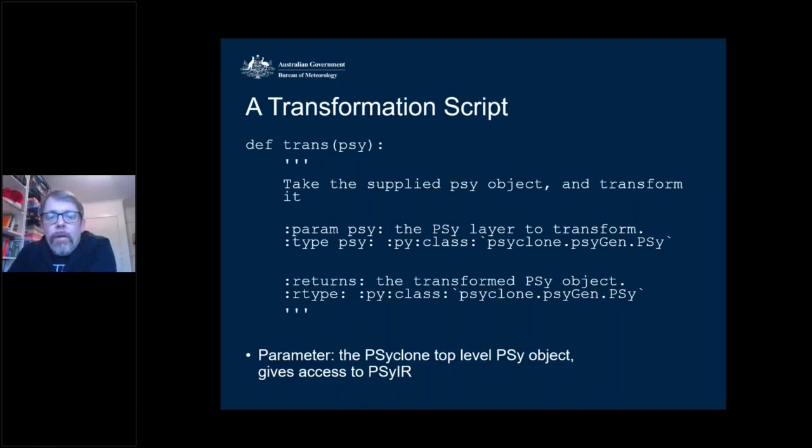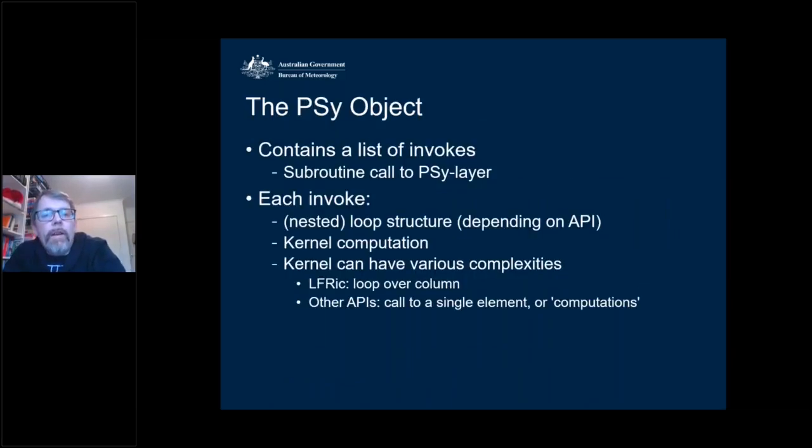So the parameter is this top-level psy object, and it gives you access to the PSyIR. Now, how does this work? The psy object actually contains a list of invokes.